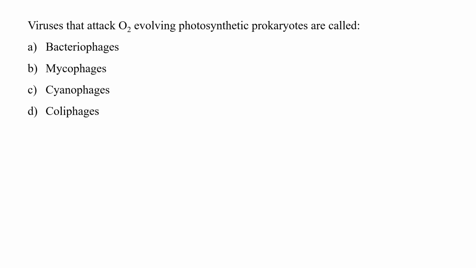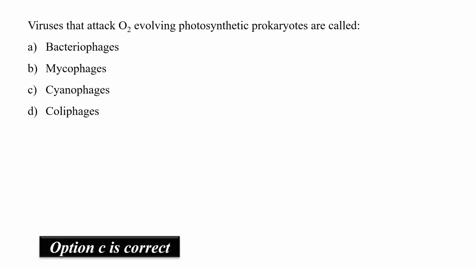Next question is, viruses that attack O2 evolving photosynthetic prokaryotes are called. Four options are given. Out of the four, the bacteriophages and coliophages infect E. coli, which are not photosynthetic. However, bacteriophages also infect some of the bacteria. Option number B, that is mycophages, infect fungi. It is also not photosynthetic. But the option number C, cyanophages, infect the cyanobacteria, which are O2 evolving photosynthetic prokaryotes. So the correct option is option number C, cyanophages.